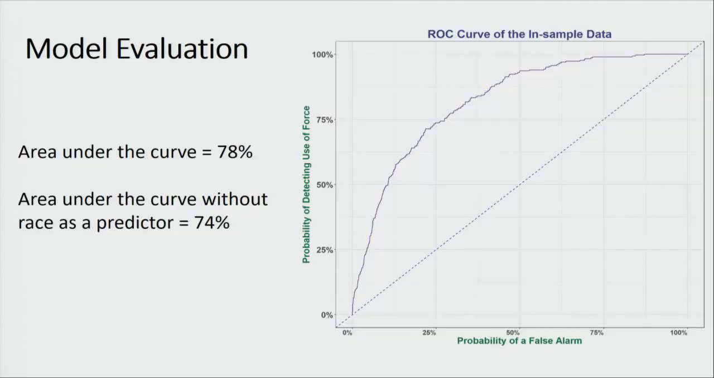And so let's take a look at the performance of our model. We used area under the curve because that's more of a balanced accuracy measure. Looking at this plot, if the area under the curve was 100%, that would be perfect. If it was 50%, that would be equivalent to guessing. In our case, we have an area under the curve of 78%, which is okay.